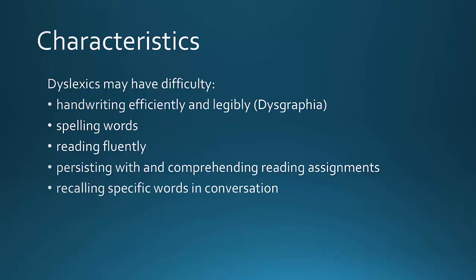Dyslexic students may also have difficulty with oral language. They may have difficulty recalling specific words in a conversation. They may replace specific names of people and places with pronouns. You might get something like, he went there with her. Dyslexic students may also have difficulty learning new vocabulary.